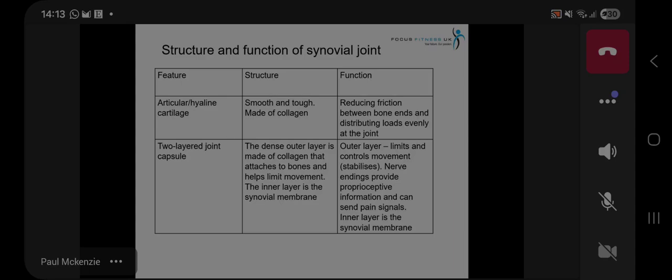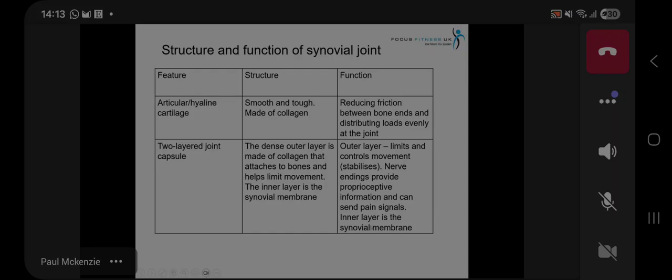If you've got good proprioception, then you might be able to correct yourself quickly, because you've had a signal from the joint back to your brain telling you about the joint position and the fact that the ligament's been stressed. So it will then send a signal back to your muscles to help correct you. So that's what we're talking about with proprioception. And then, as we said, it's got two layers.